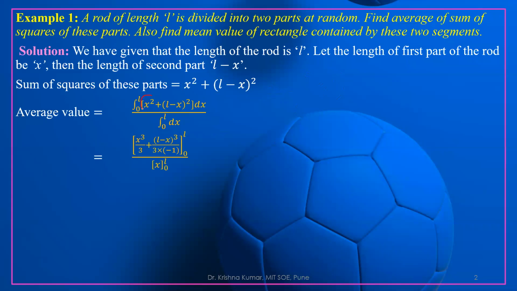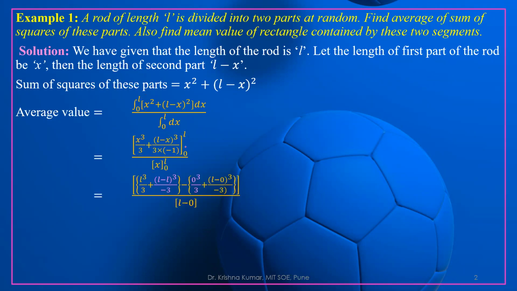So what is the integration of x square? It is x cube by 3. Integration of (L minus x) square is again (L minus x) whole cube upon 3. And again, we have to divide by the coefficient of x. It is -1, so we divide by -1, under the limit 0 to L. And what is the integration of dx? It is x, with limit 0 to L.